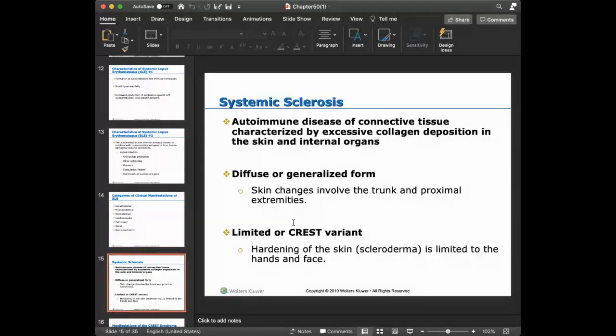Systemic sclerosis is when excessive collagen is deposited in the skin as well as the internal organs, so they tend to harden because of all the excess collagen. Typically, we see it in the trunk and in the extremities. If it's just the skin, then we call it scleroderma, and it's usually limited to the face and the hands.